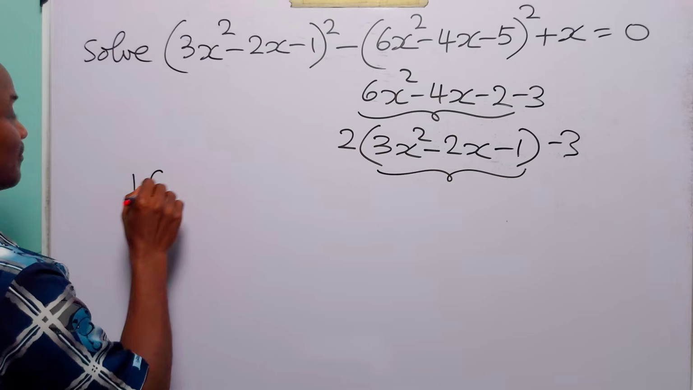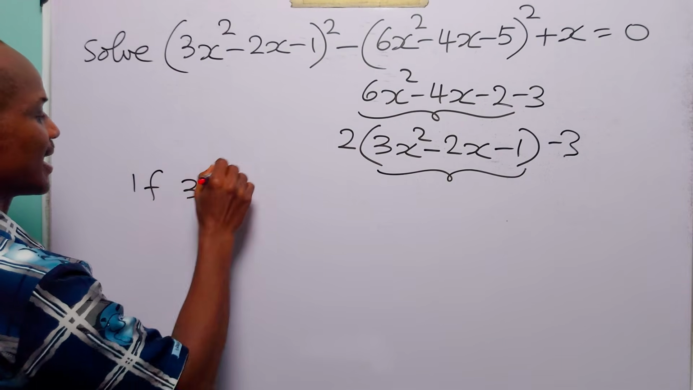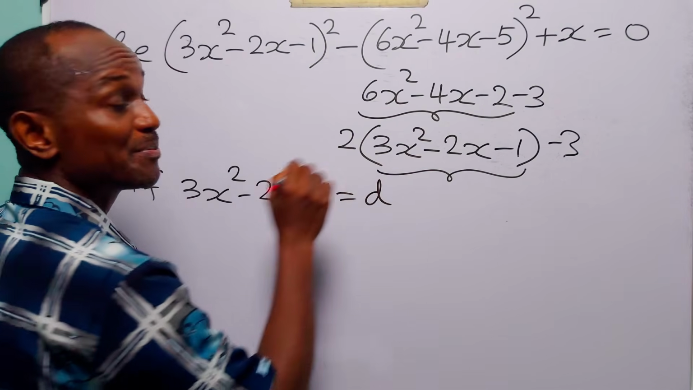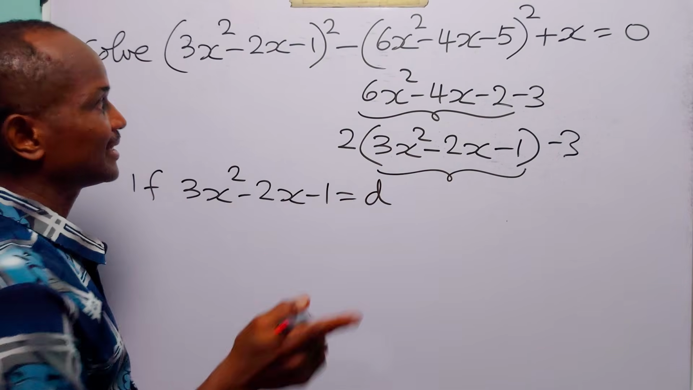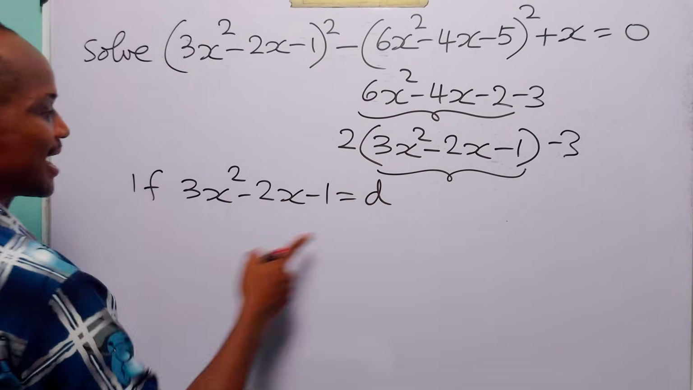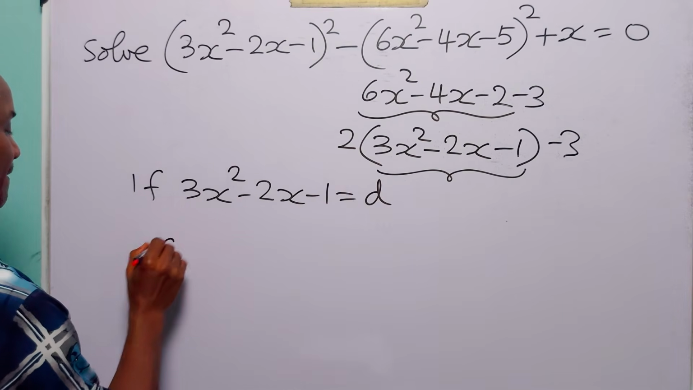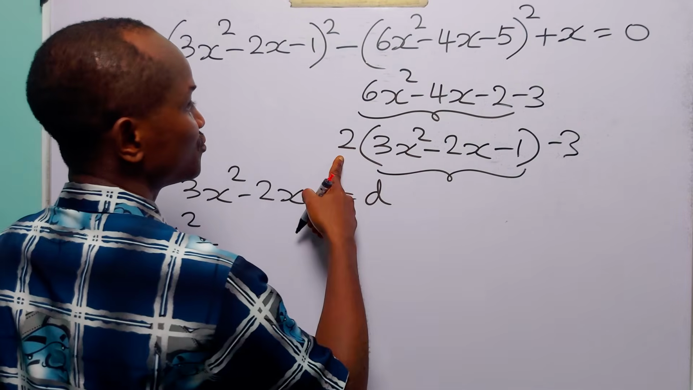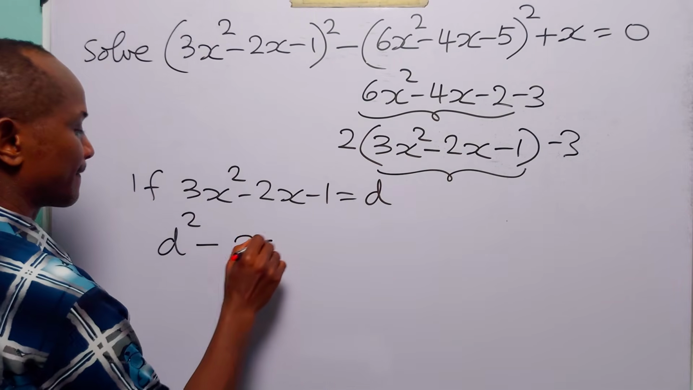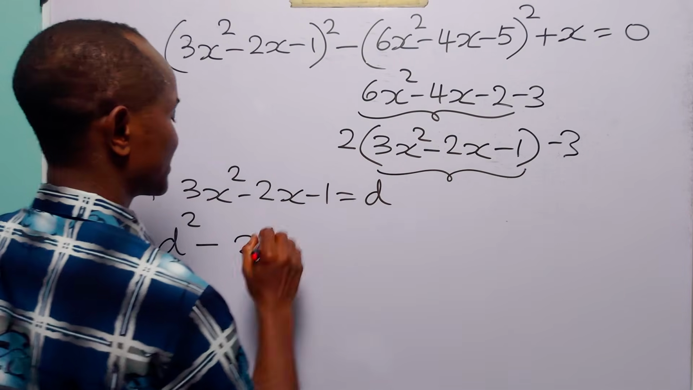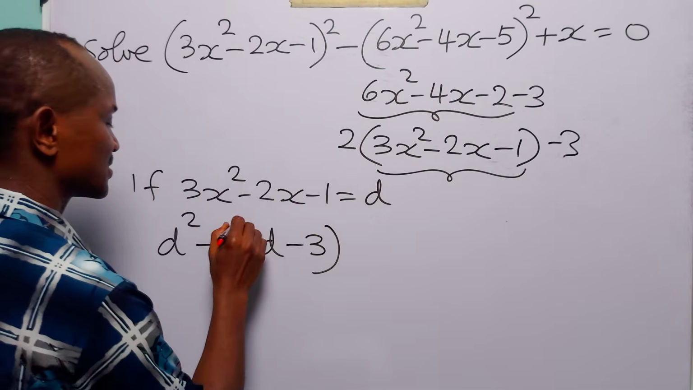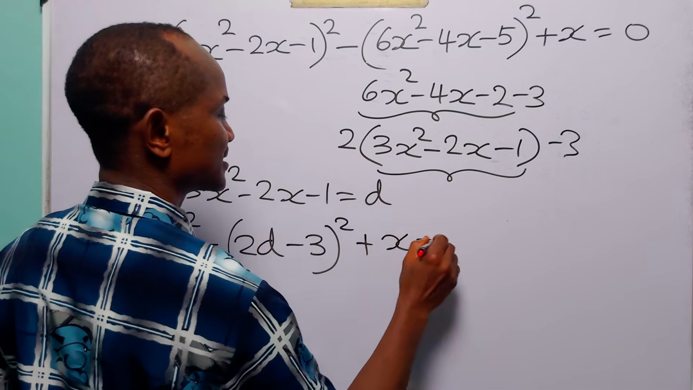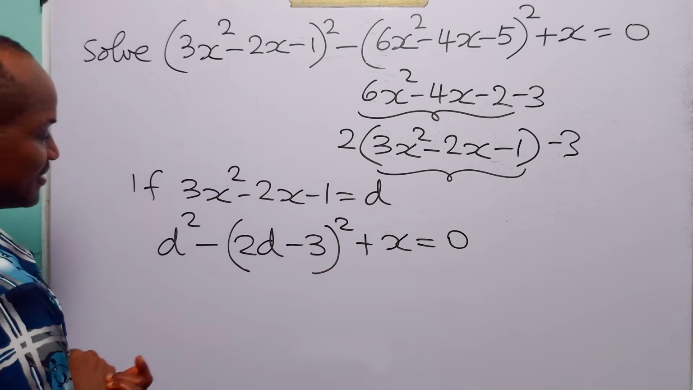So if 3x squared minus 2x minus 1 is replaced with the letter d, then we can write this equation as d squared minus 2 times d minus 3. Of course, this is going to be squared. Then plus x is equal to 0.